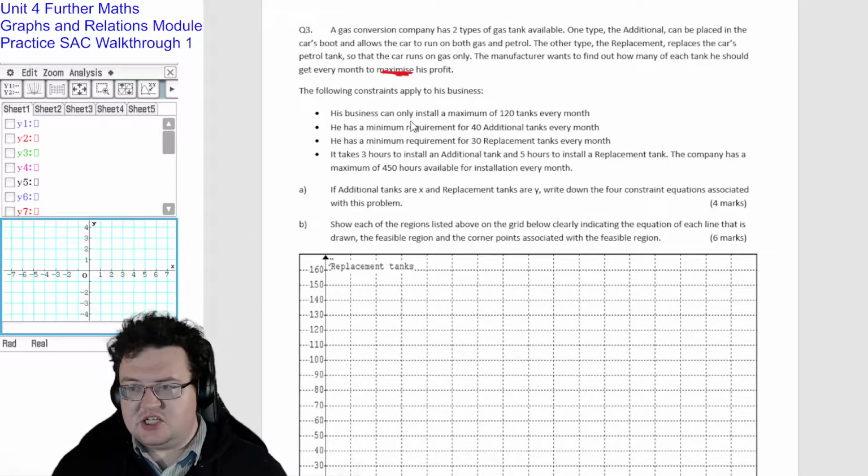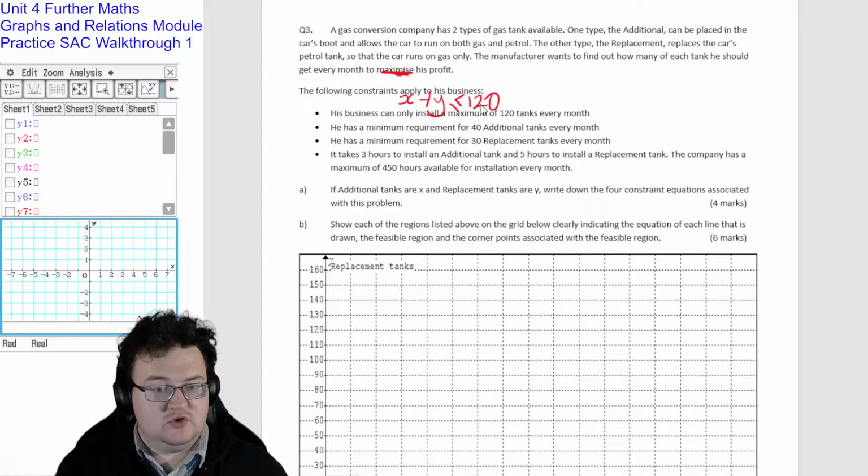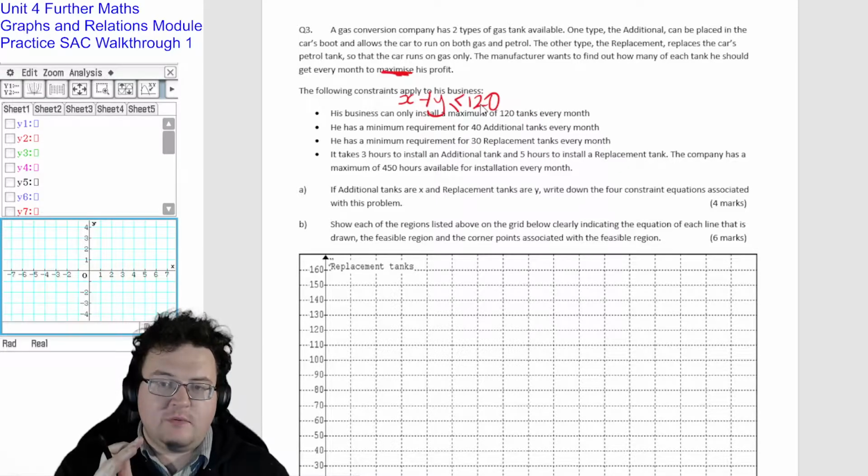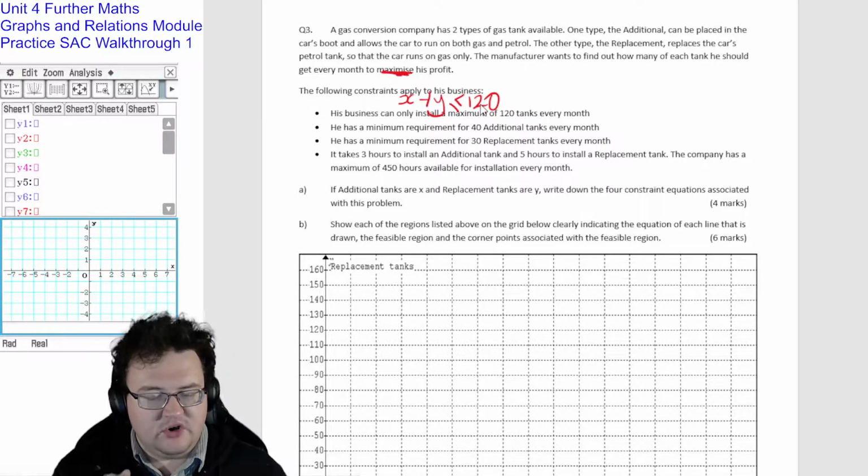So his business can only install a maximum of 120 tanks a month. So what this tells me is that if you add up the total number of X's and Y's that he makes, that cannot be more than 120. It can be 120, but it must be less than or equal to 120. So that I would say is my first really important constraint.